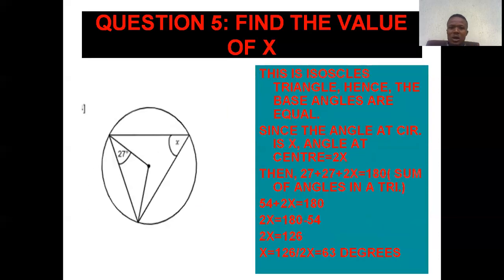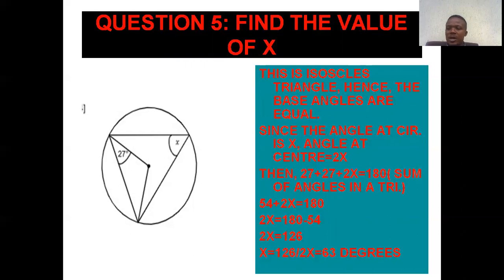Okay, take a look at this one, question number 5. Find the value of x. Again, you've seen another isosceles triangle. This is another isosceles triangle because you can see two radii there. Whenever you see a straight line running from center to circumference, you now know that it is a radius. And a radius is equal to a radius, making the triangle isosceles.